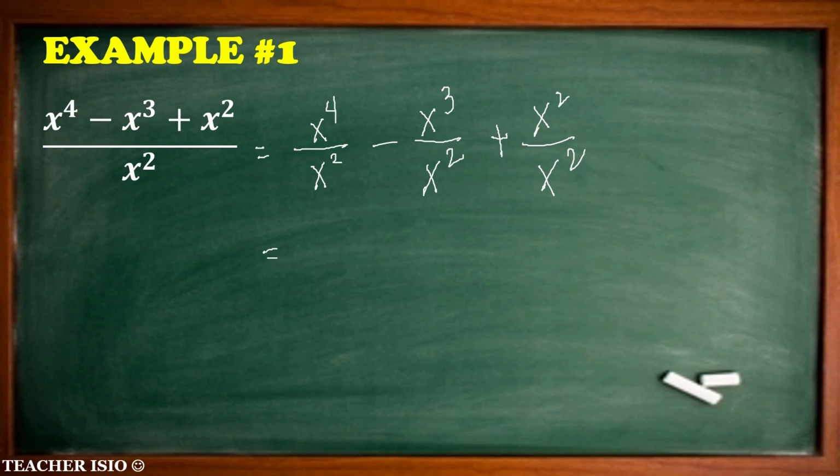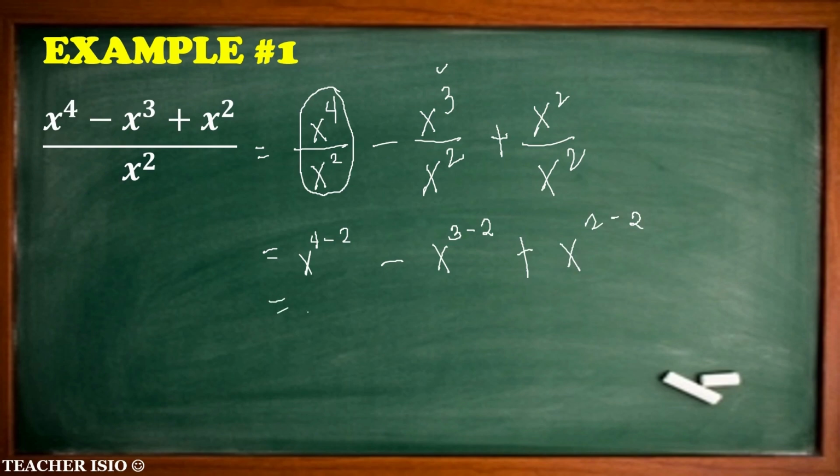So, what is x raised to 4 over x raised to 2? Or, i-apply na lang muna natin yung law of exponent, yung subtract natin yung ating exponent. So, we have x raised to 4 minus 2. Ito yun. And then, let's have this one. Minus x cubed minus 2 plus x raised to 2 minus 2. Let's continue. So what is, just bring down x, what is 4 minus 2? We have 2. So we have x squared.